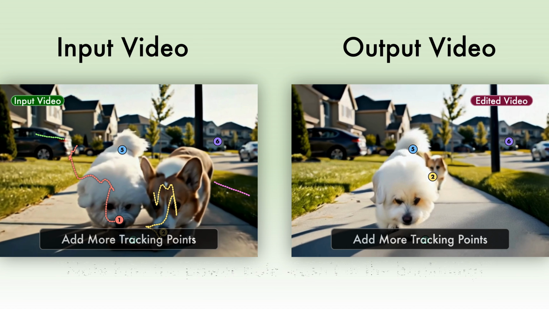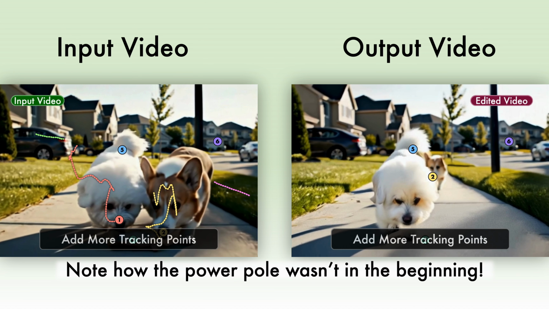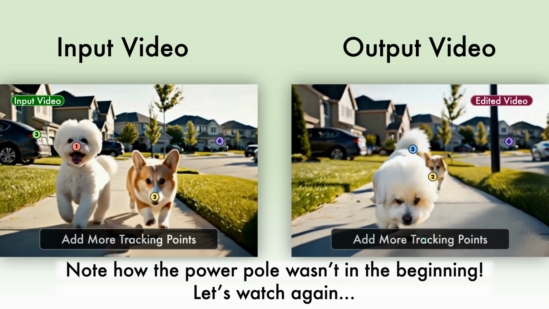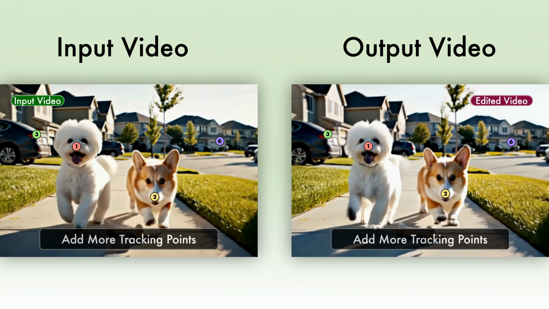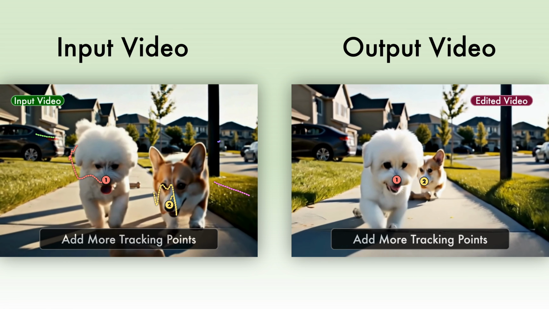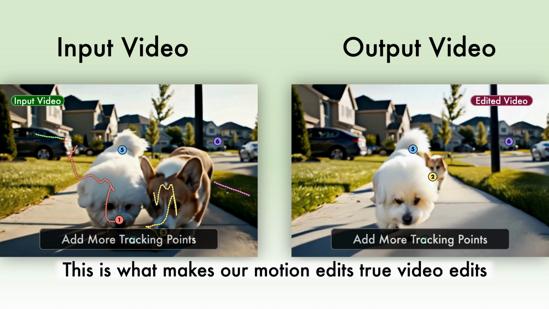So here's the input and output side by side. Now, one thing I wanted to point out is that this power pole wasn't shown in the beginning of the video, nor was this shadow on the grass over here. So yeah, you'll notice that in the first frame, you can't see that power pole and you can't see that shadow in the grass. But as you play both videos, that content is preserved through the edit.